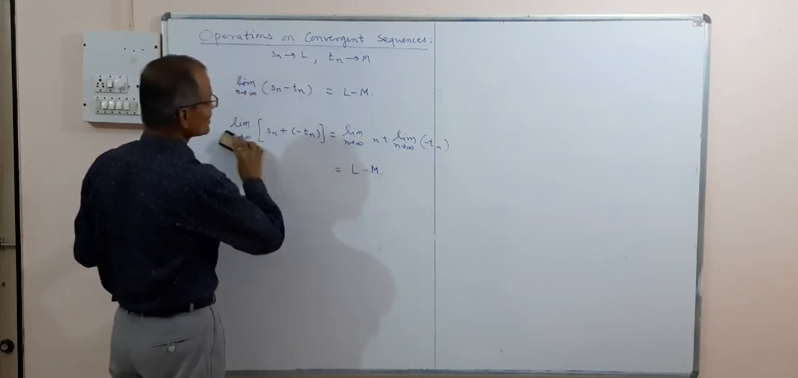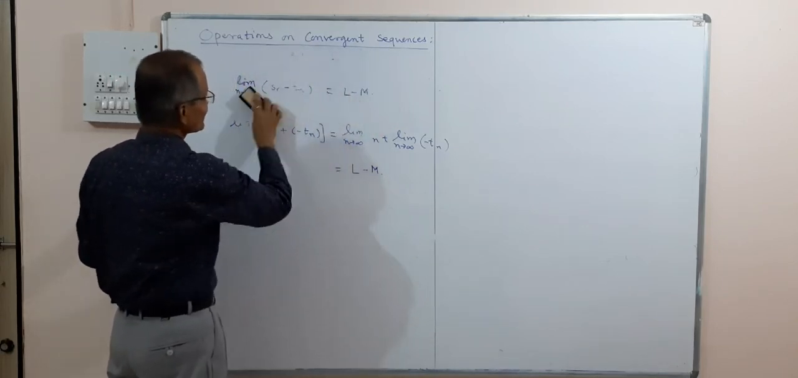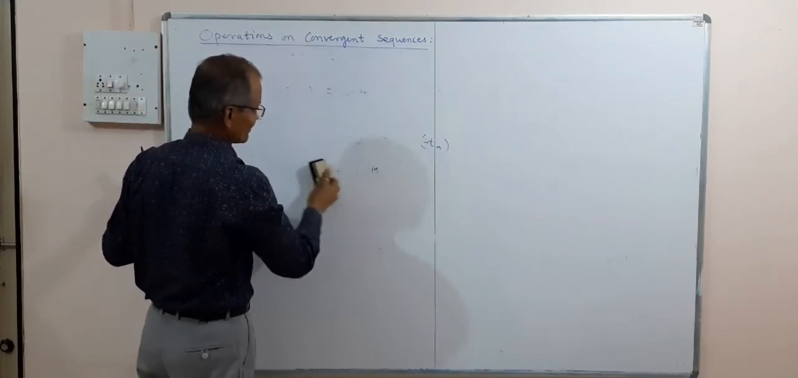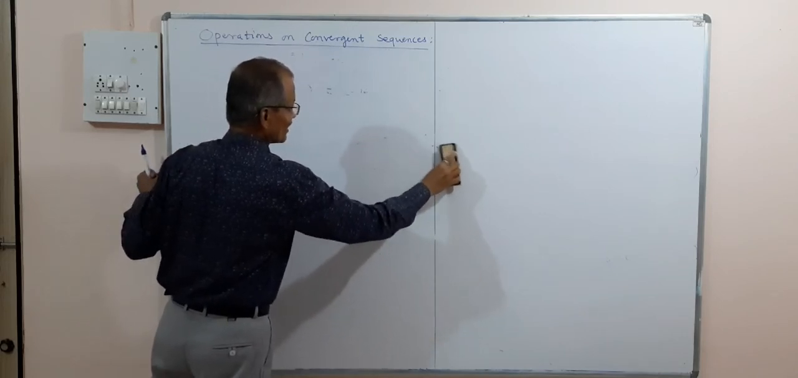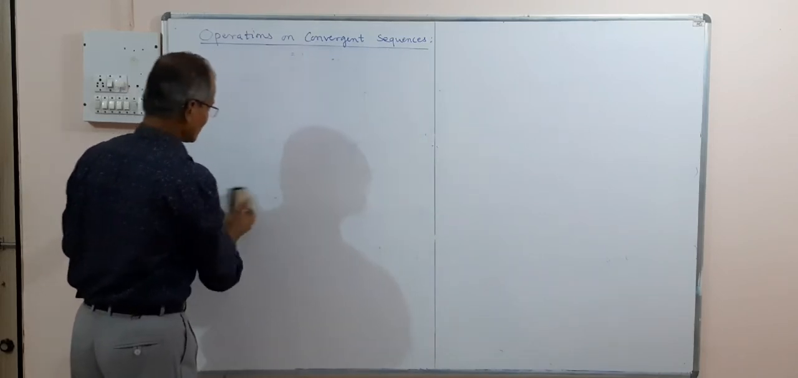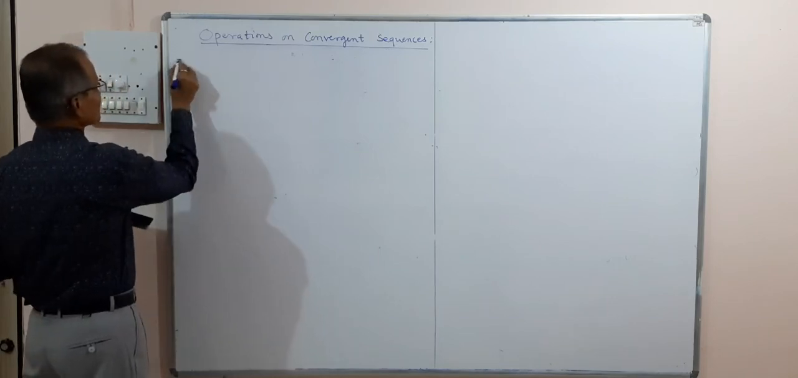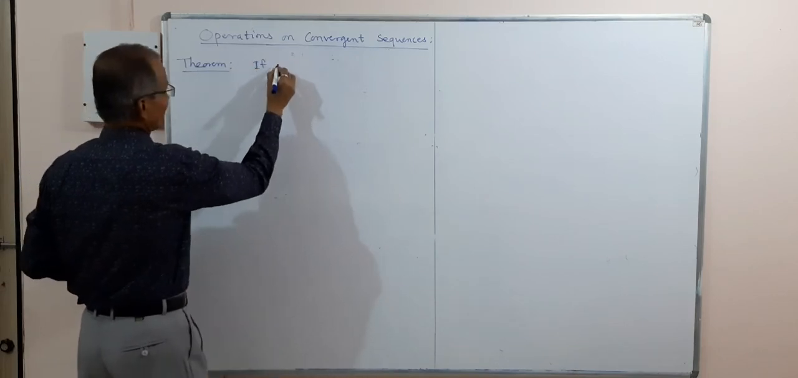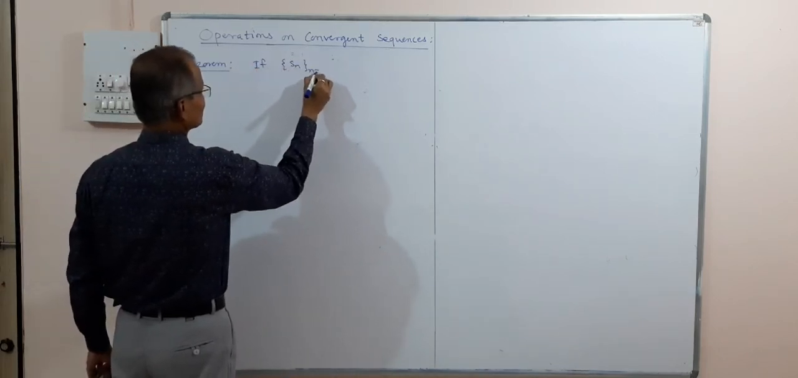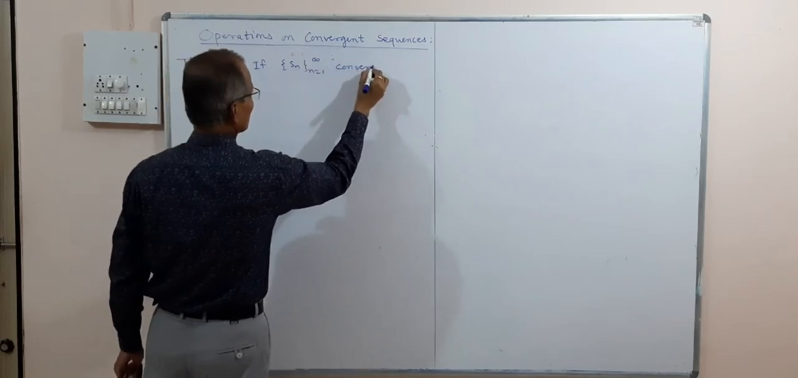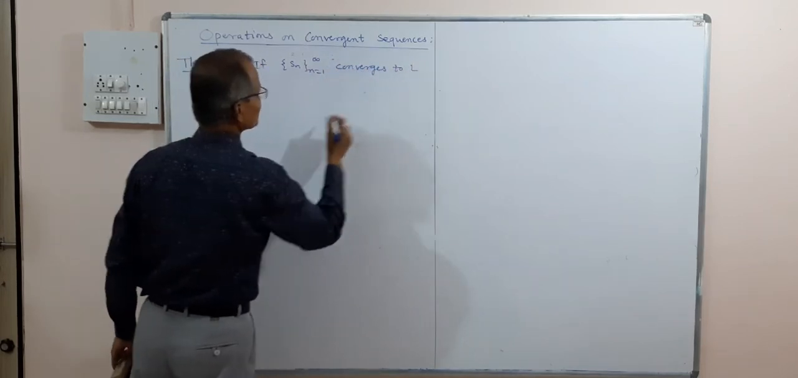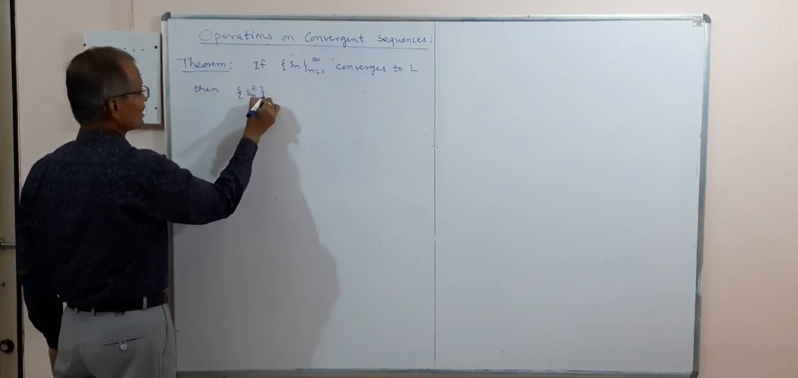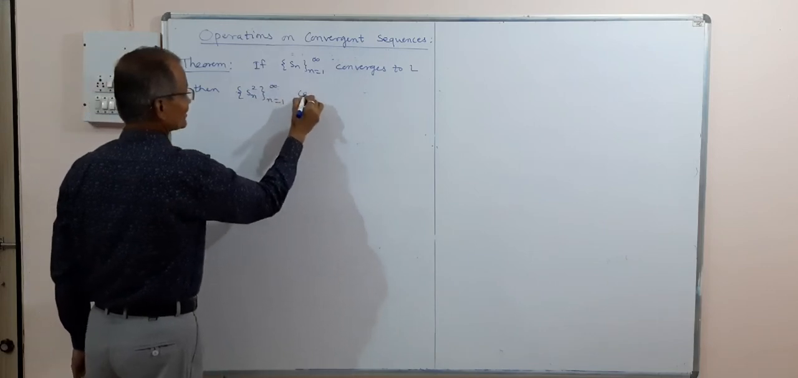Now we consider the next theorem: if Sn converges to L, then Sn square converges to L square. That is our next theorem. We will prove it as follows. If Sn converges to L, then the sequence Sn square converges to L square.